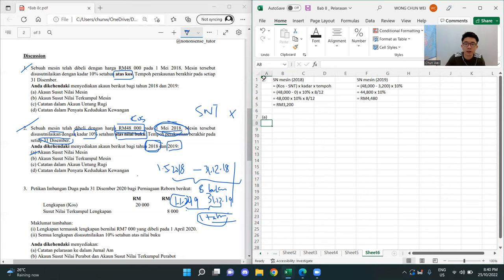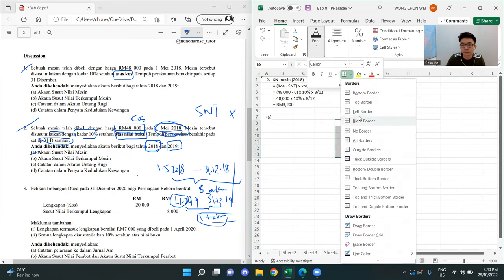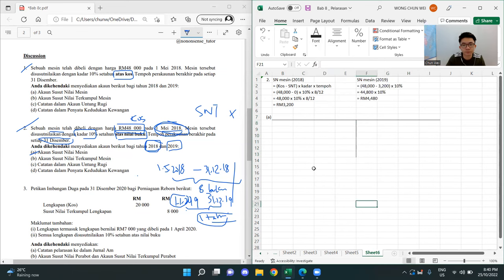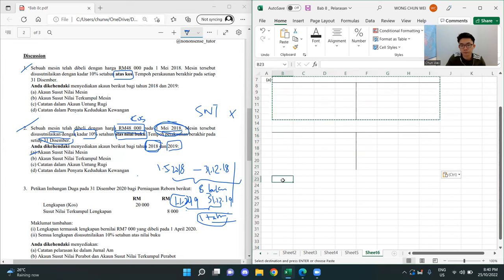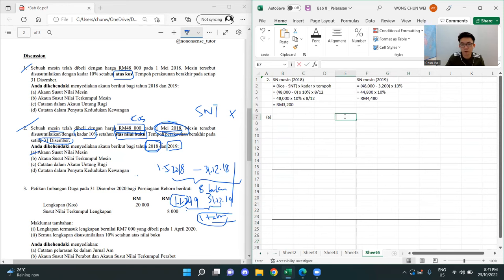Okay, now let's look at A. What are we supposed to do for A? A is to do account Susut Nilai machine. Okay. So draw T lah. One, two, three, four. So this is account Susut Nilai machine. Susut Nilai machine Terkumpul.